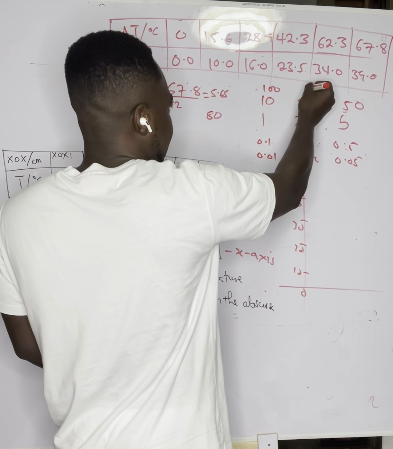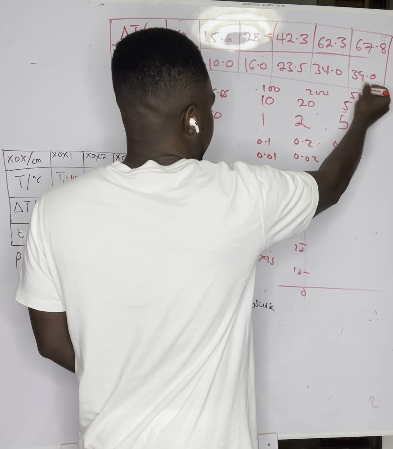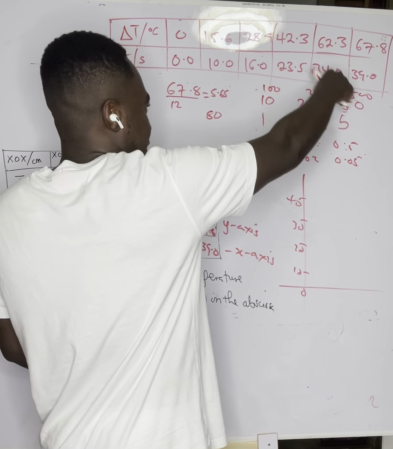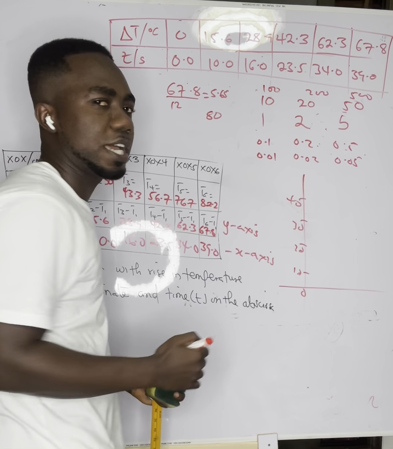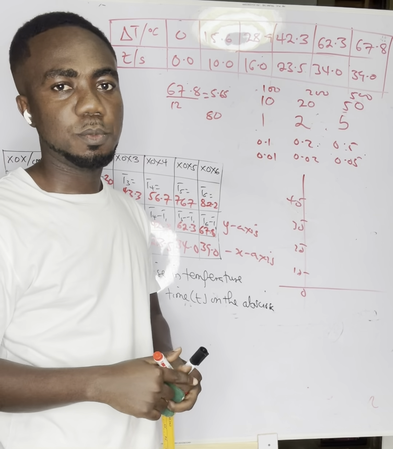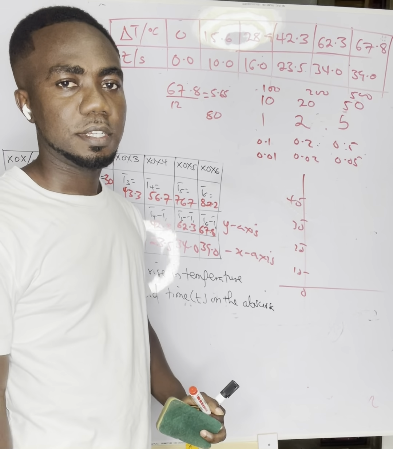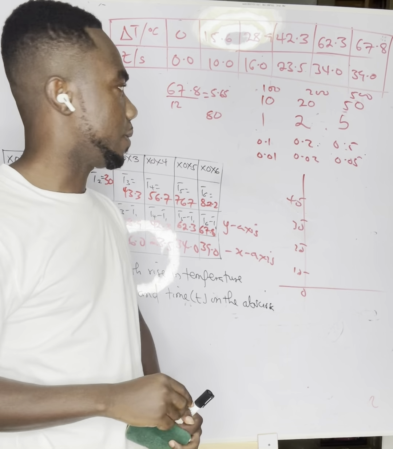This one: 10, 100, 200, then 500. You can see 80 will be within it because it is more than this 50. So you come here, which is less than 100, choose 100 as your scale. So you move 100, 200, 300. So that will be for the y-axis.